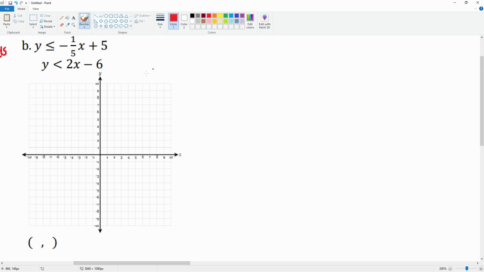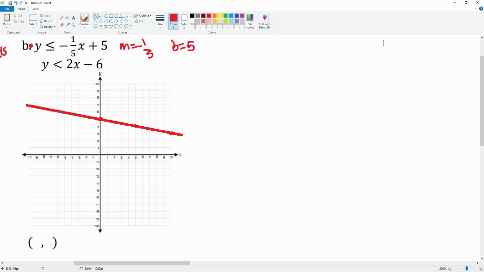Same process here. I'm going to graph the first one as red. The y-intercept is 5. We go down 1 across 5: 1, 2, 3, 4, 5. Okay, because that is the y-intercept and the slope is -1/5. Here it's a solid line because of the greater than or equal to symbol.